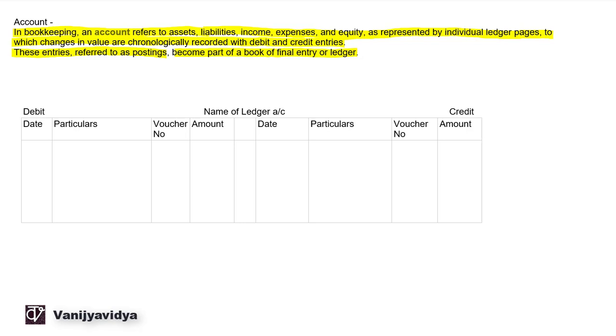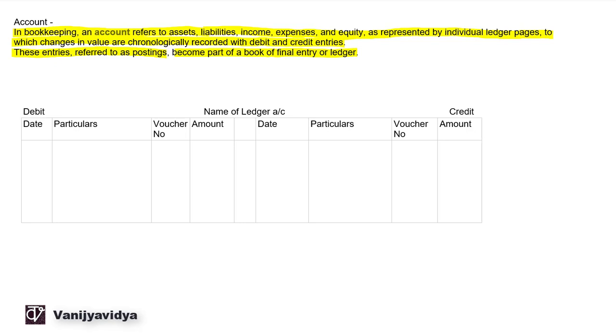So account means it can be asset, it can be liability, it can be income, expenses, or it can be account of any person also. So basically it refers to each and every financial transaction between the business and that particular account.